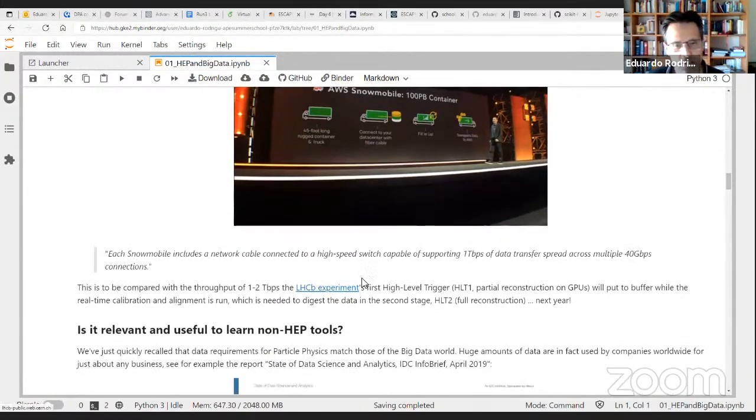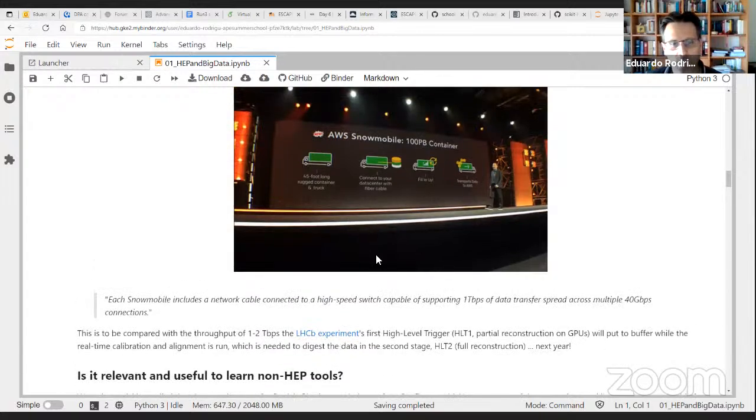Maybe I should have said at the very beginning, but I work on the LHCb experiment, a big flavor physics experiment at the LHC, and we're starting a new big run in 2022, so next year. For the first stage of our high-level trigger, our fully software trigger, we're going to get a throughput of 1 or 2 terabits per second, which is kind of the ballpark of this truck as well.